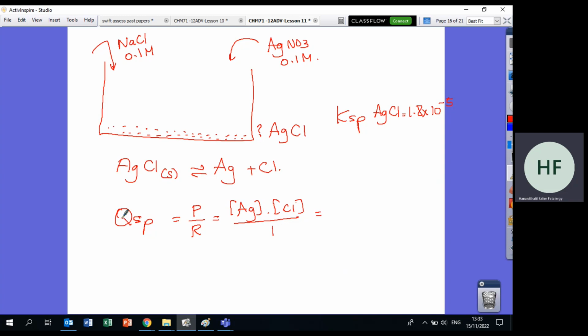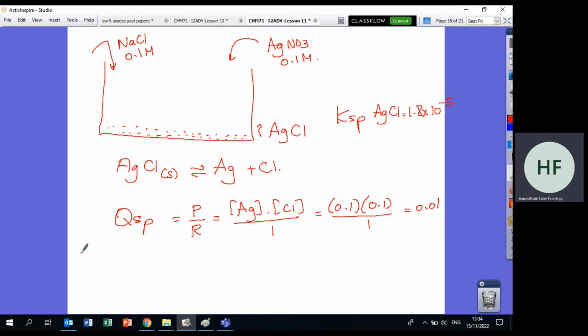Now, in order to calculate QSP, I need to know how much is Ag and how much is Cl. Where can I get these two numbers from? Notice that Ag came from here, so its concentration is 0.1. And Cl came from here. Its concentration is 0.1 over 1. So this will give us 0.01. Now, what do I gain if I calculate the QSP?